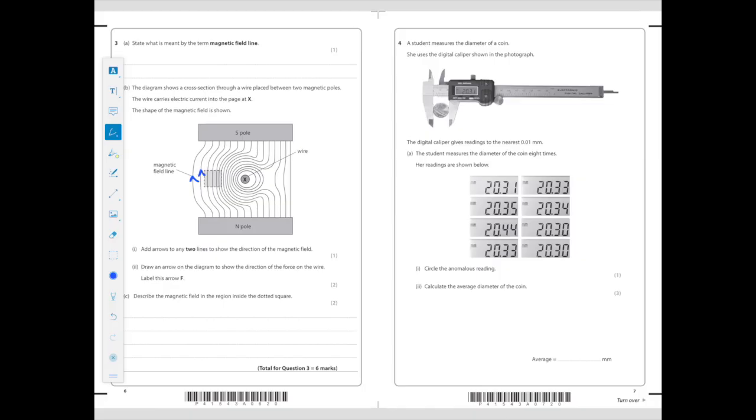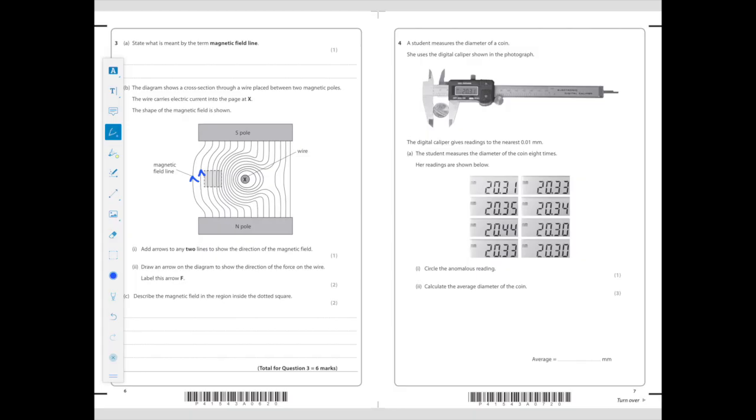Draw an arrow on the diagram to show the direction of the force on the wire and label this F. So this is where Fleming's left-hand rule comes in. Remember that your thumb shows the direction of the force, your index finger shows the direction of the magnetic field, and your second finger shows the current.